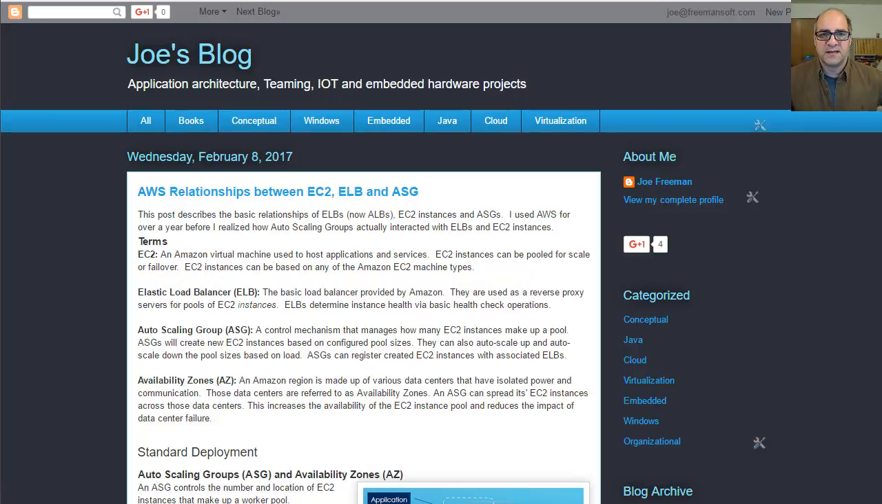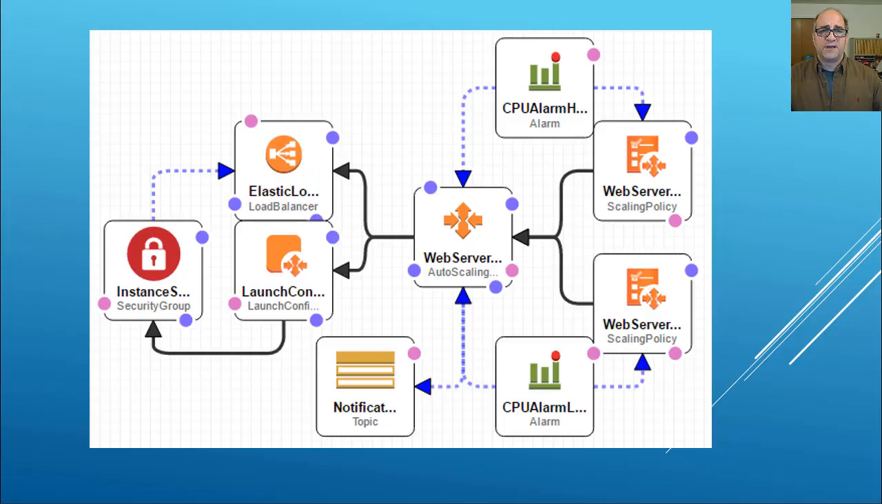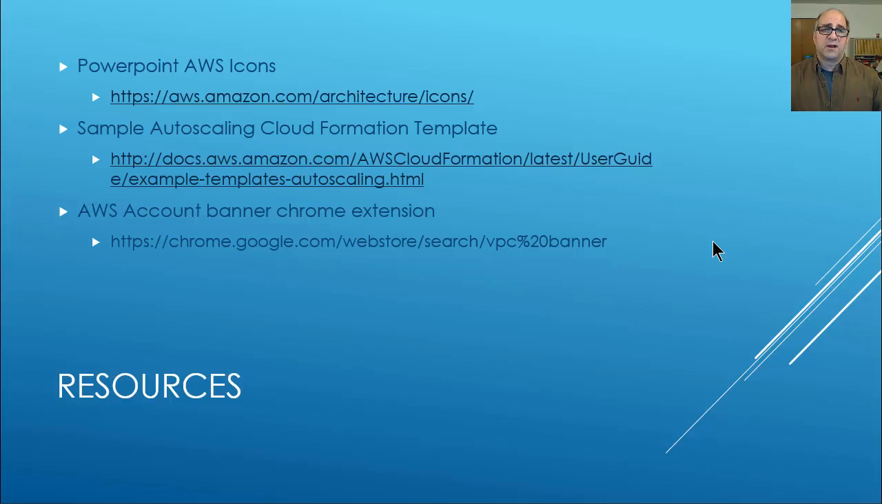So this is the second talk related to autoscale groups and load balancers. It's the second part of a talk related to this blog article that I wrote a while back. This is AWS relationships between EC2, ELBs, elastic load balancers, and autoscale groups, ASGs. We talked about this a little bit last time. We're going to use this as an example here, the example template for autoscaling.